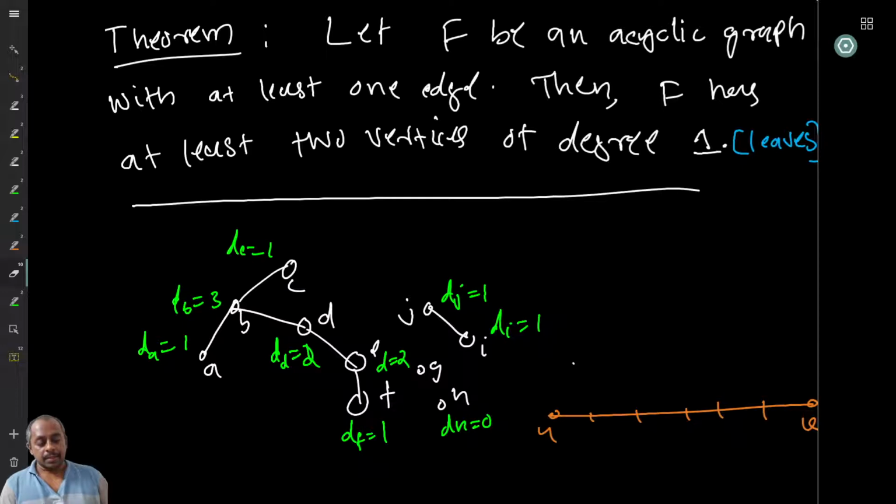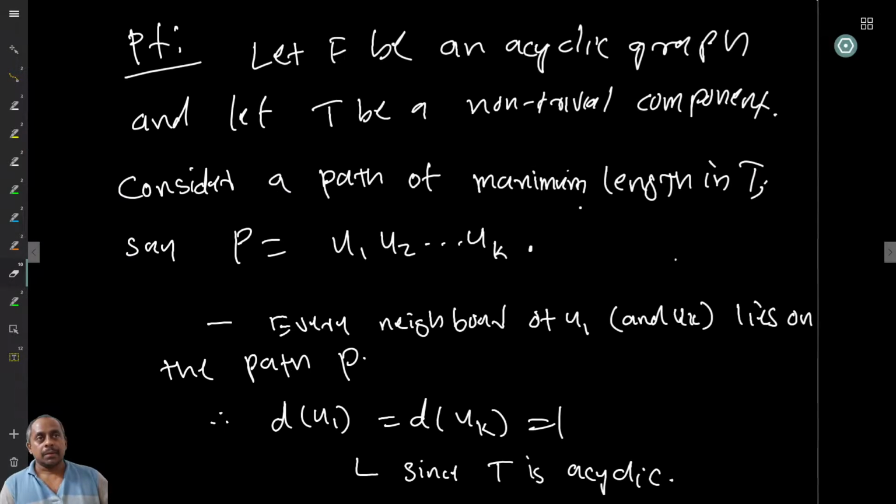Okay, so this of course holds, we proved it for just a single tree, any non-trivial tree. So if there are several components, then you can say that there are several leaves in the tree, right? Okay, so here is the proof.